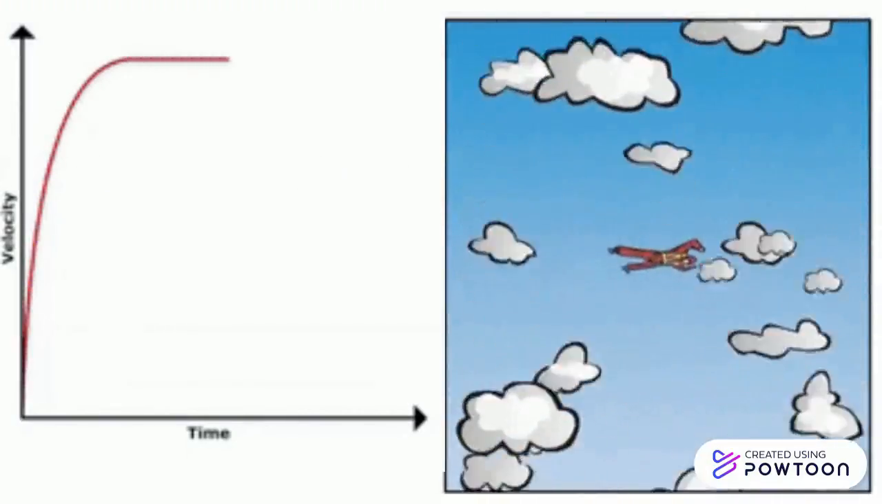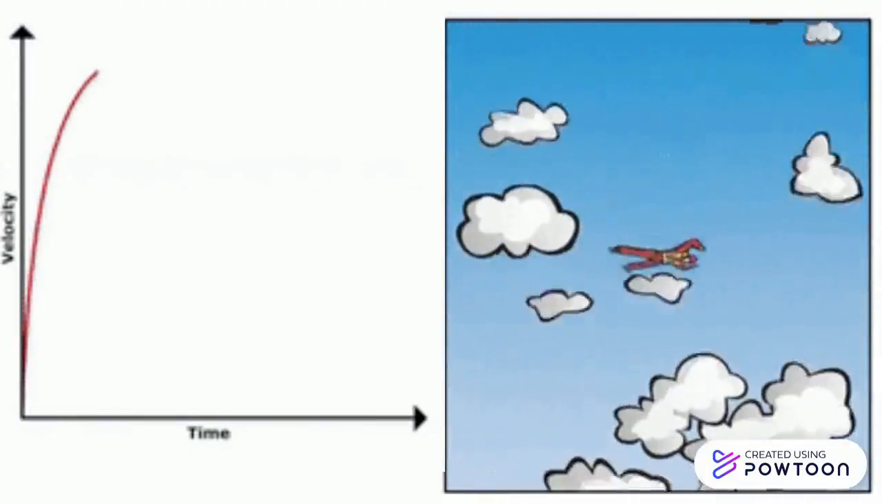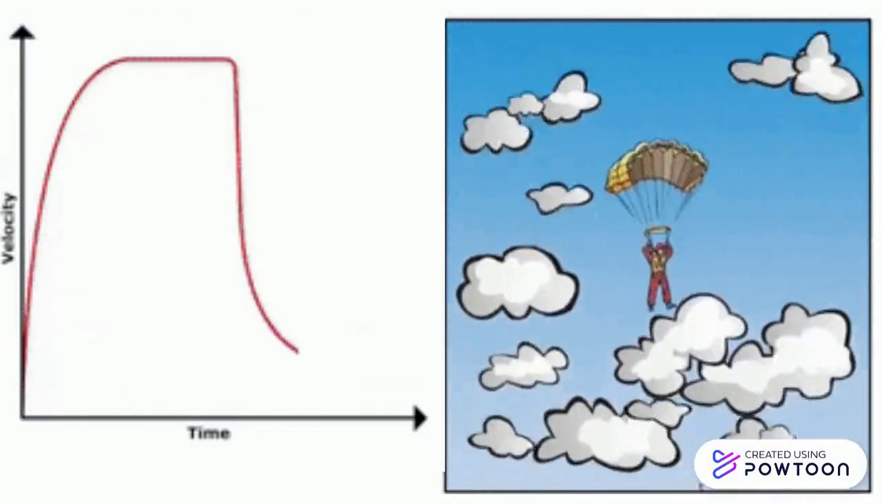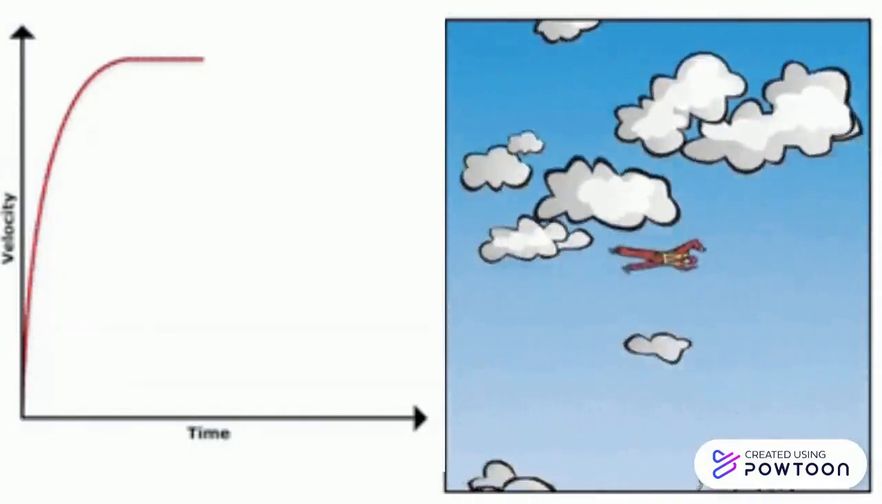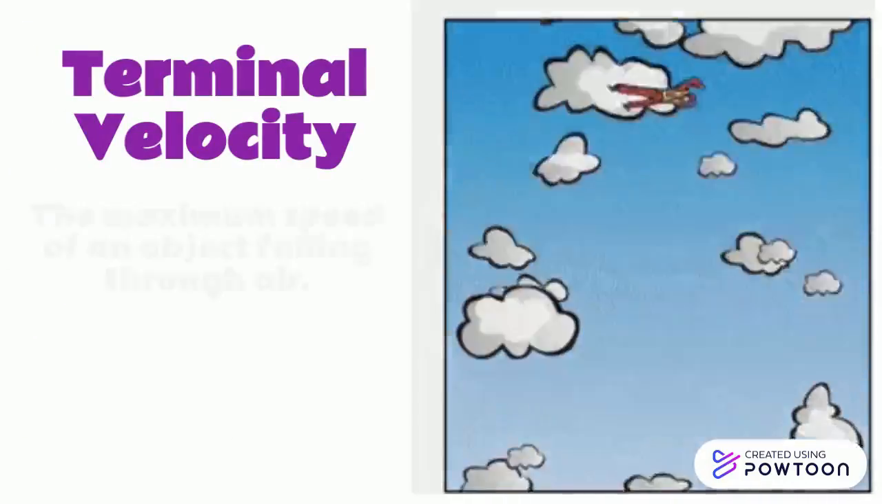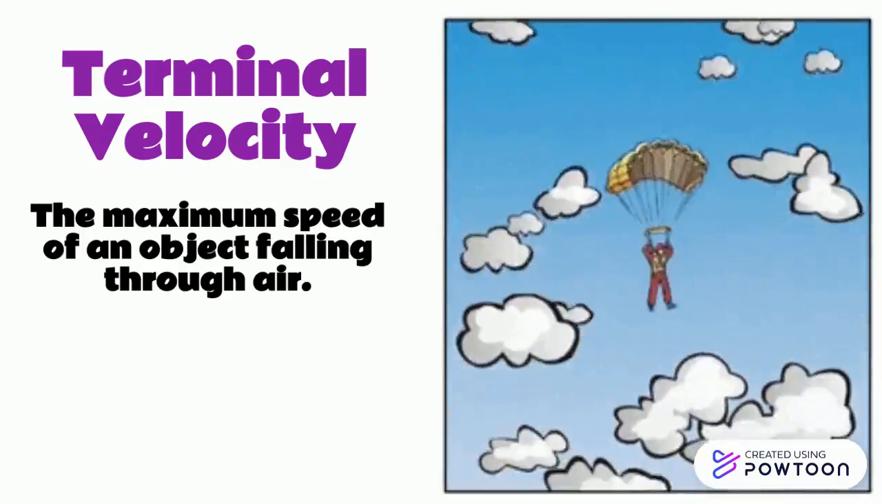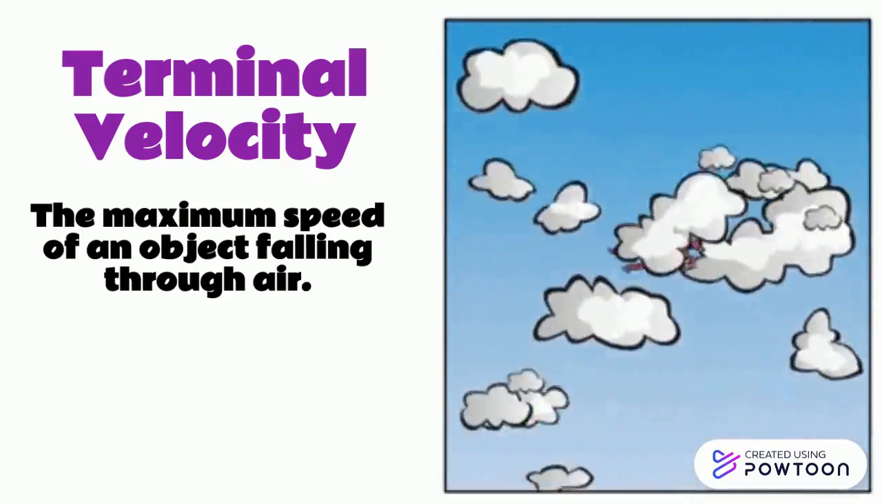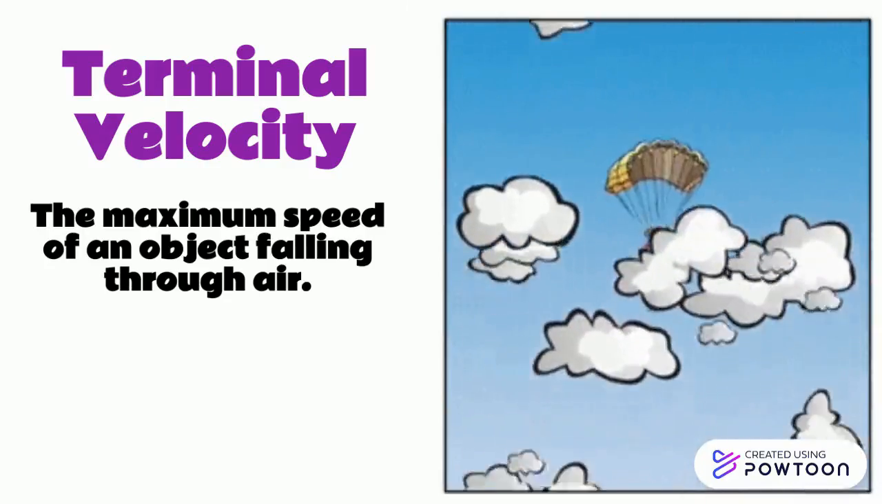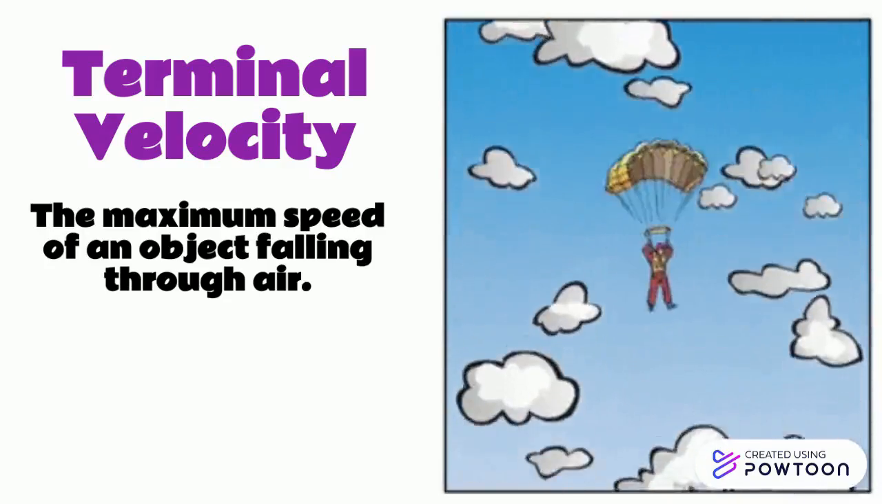If something falls through the air long enough, it'll reach terminal velocity. This is the maximum speed of an object that's falling through the air. It happens because eventually the air resistance is equal to the force of gravity. So the object still falls, but it falls at a regular speed instead of accelerating.